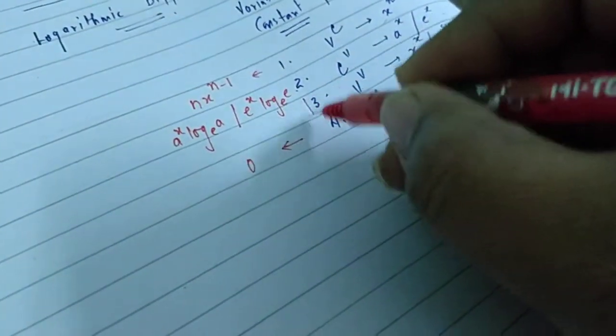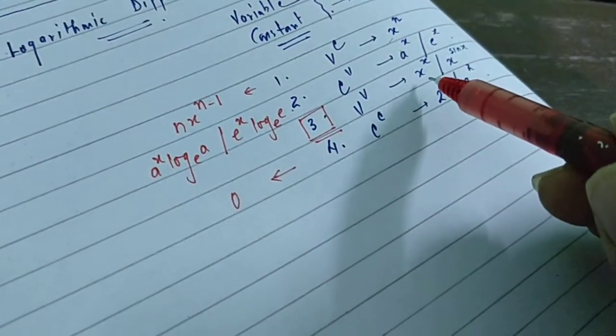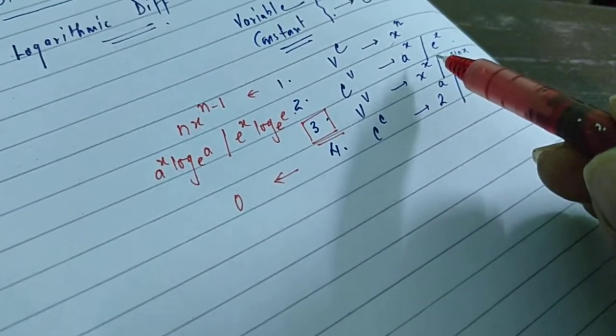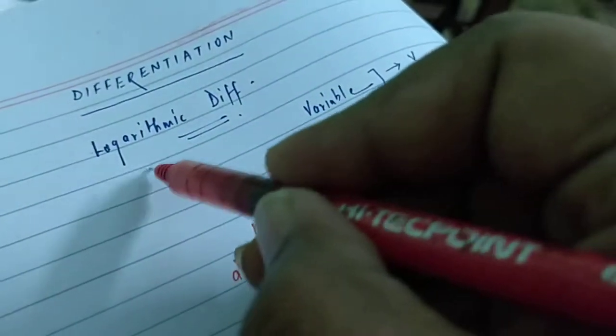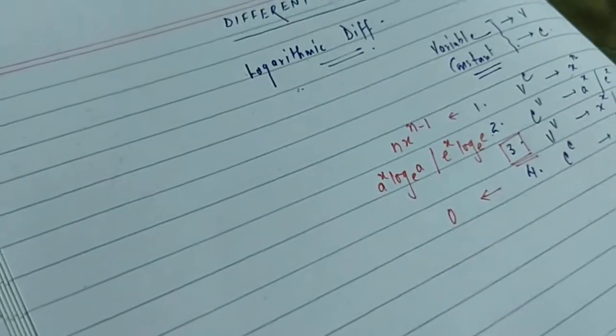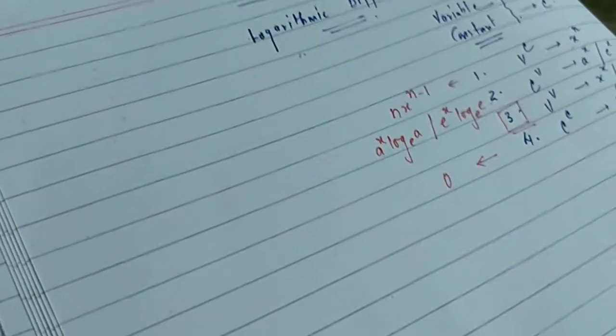Now comes the third category, which is the vital one. Whenever you encounter any problem in which you have the base also as a variable and the power also as a variable, we go for logarithmic differentiation. So before getting to the concept of logarithmic differentiation, let me discuss 3 or 4 fundamental properties of log, which are very vital in this particular case. So let me discuss that.